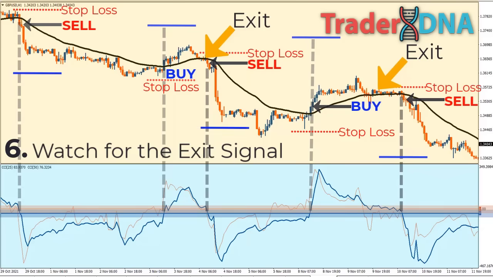A trade that is exited because of an exit signal can be either a winning trade or a losing trade, depending upon the price at the exit. Here are other examples of the CCI zero-line cross trading strategy to fully understand this wonderful trading strategy and to make the most out of it.